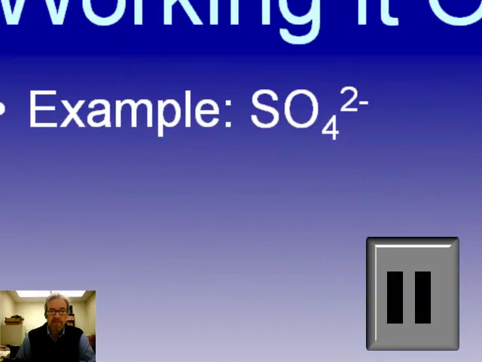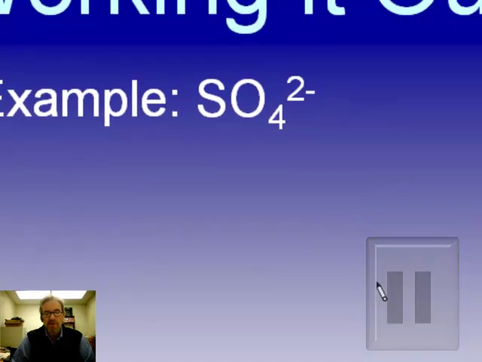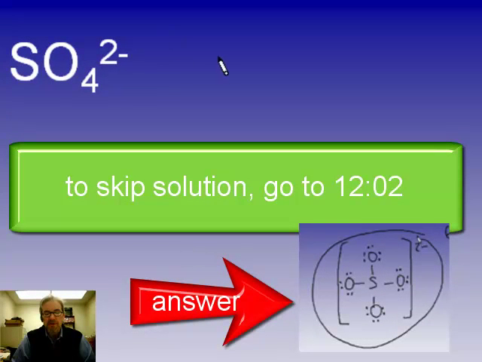Try this one. Stop the video and give this your best shot. Follow the rules. See if you can come up with a Lewis structure for this, and I'll give you an answer in a minute. Okay, when I draw the dot notation, I have sulfur, which is a group 6 with 6 dots. And then I have 4 oxygens, also a group 6. So that means 6 dots. 4 times 6 is 24. And then 6 more for this sulfur. That all adds up to 30 electrons.